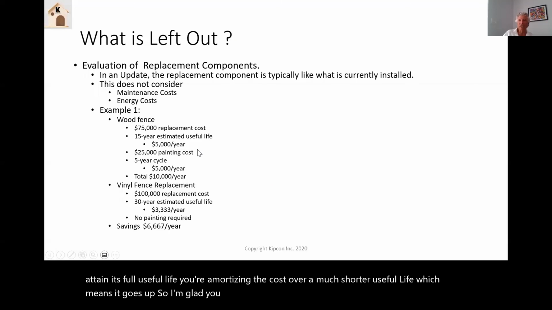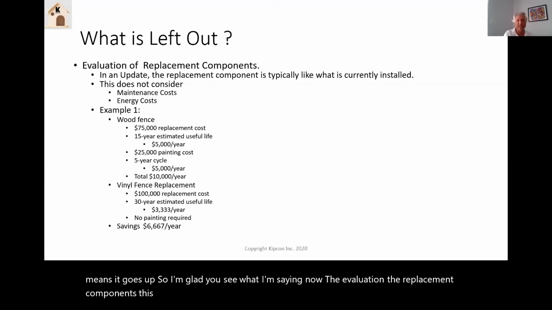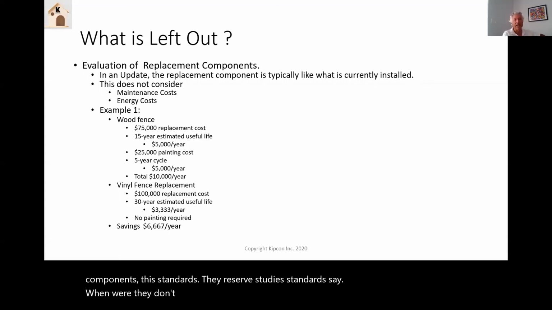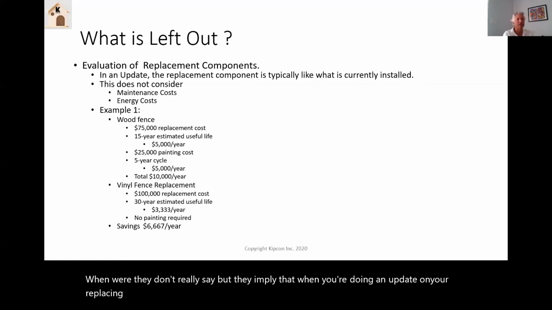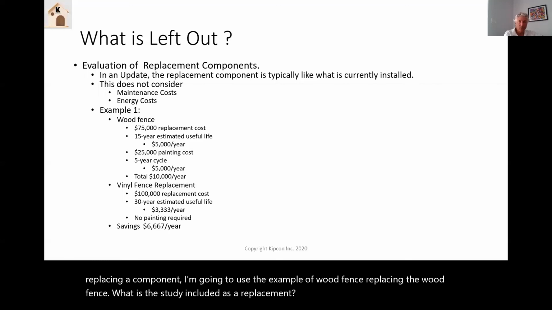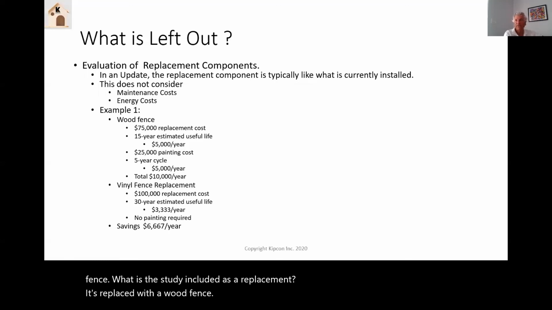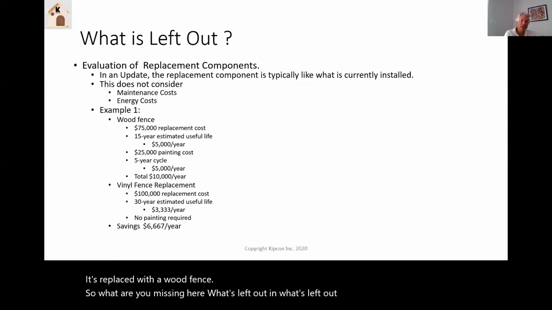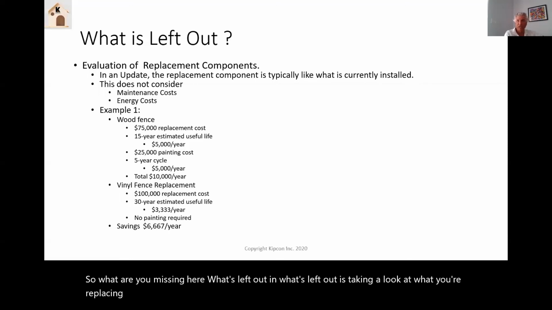Now, the evaluation of the replacement components. The reserve study standards don't really say, but they imply that when you're doing an update and replacing a component, say a wood fence, the study includes replacing it with a wood fence. So what are you missing here? What's left out is taking a look at what you're replacing with, to see if you want to replace it with the same thing.